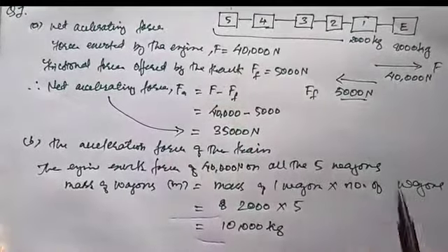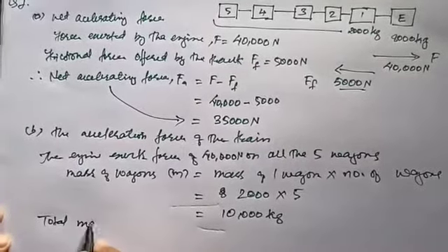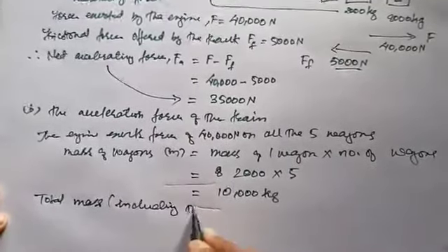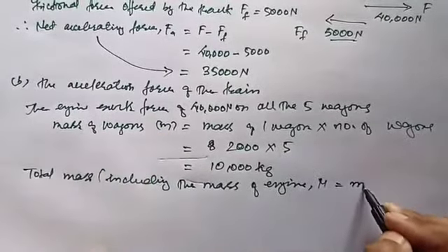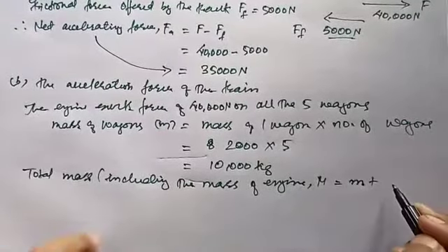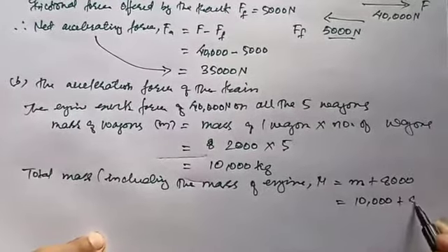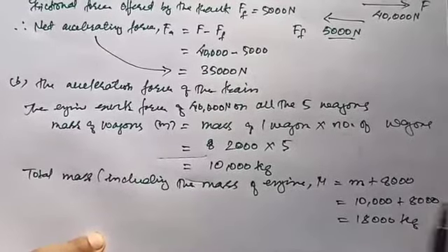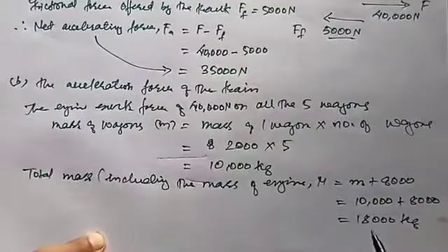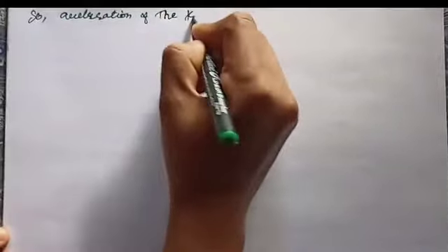So the total mass of all these 5 wagons is 10,000. Now we have to find out the total mass including the mass of the engine itself. So mass of wagons m plus mass of the engine. What is the mass of the engine? It is 8,000. So 10,000 plus 8,000 is equal to 18,000 kg. So the total mass of this engine and all the 5 wagons is 18,000 kg. So we are supposed to find out the acceleration of the train.